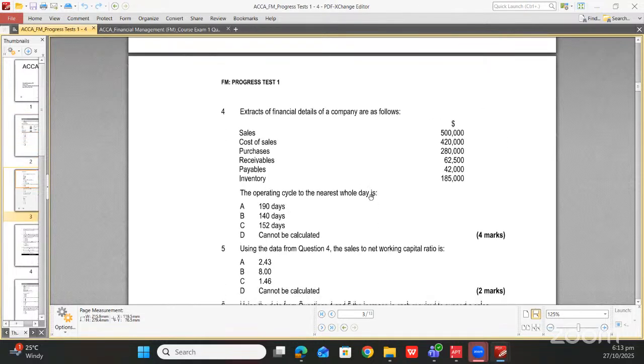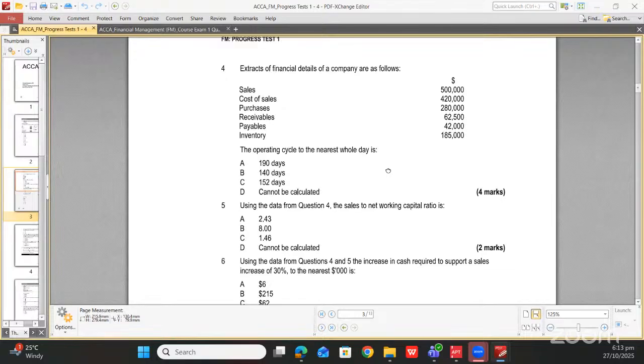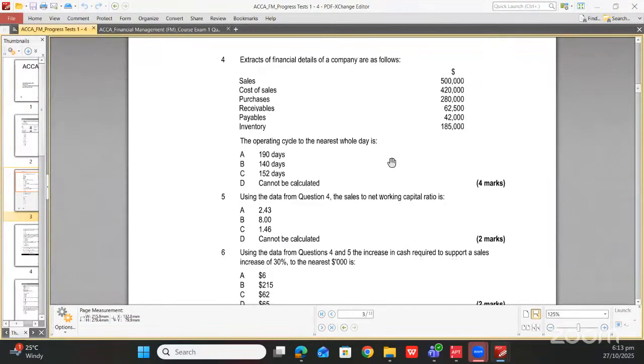Question 4 now has its own extract. Questions 4, 5, and 6 might be based on the same extract. Question 4 says extracts of financial details of a company are as follows.